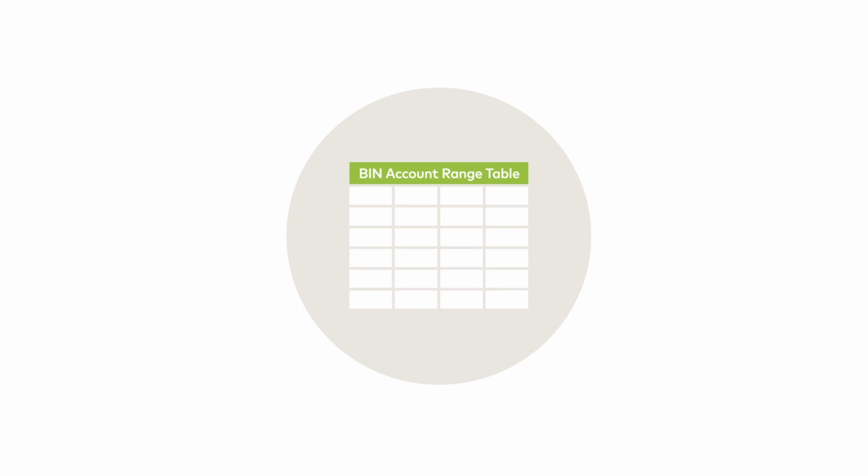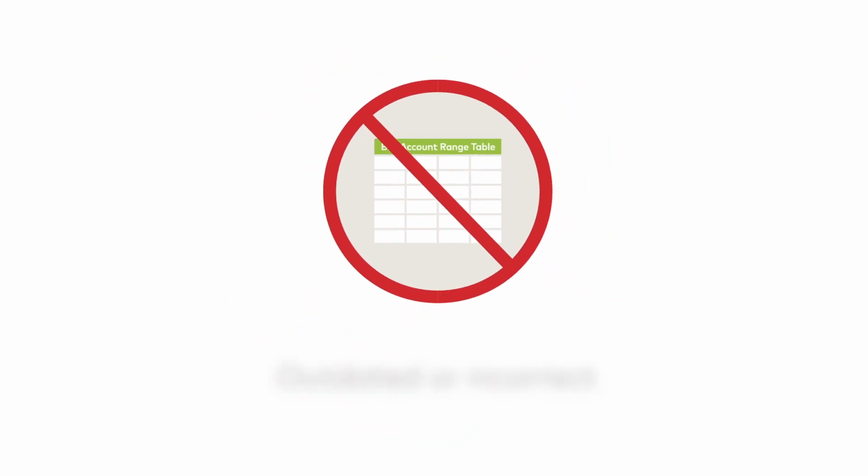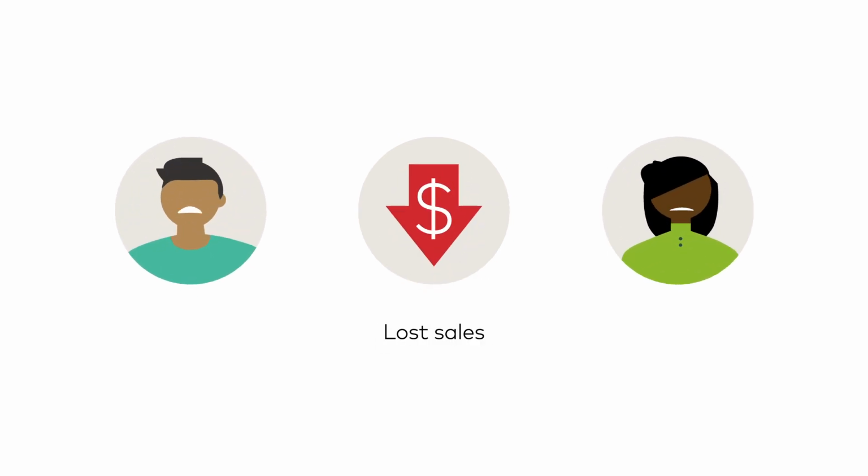But when acquirers, their merchants, or other third parties use outdated or incorrect BIN account range tables, false declines can occur, resulting in lost sales and frustrated customers.